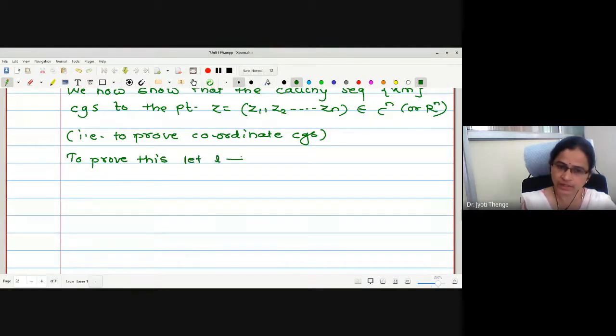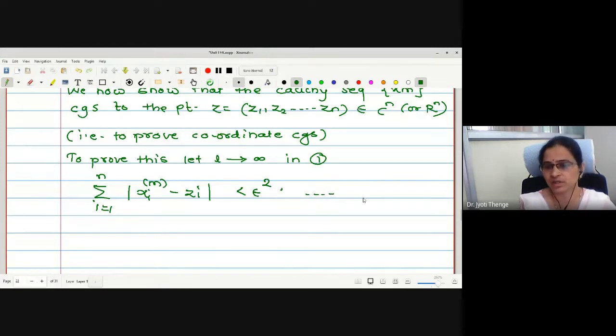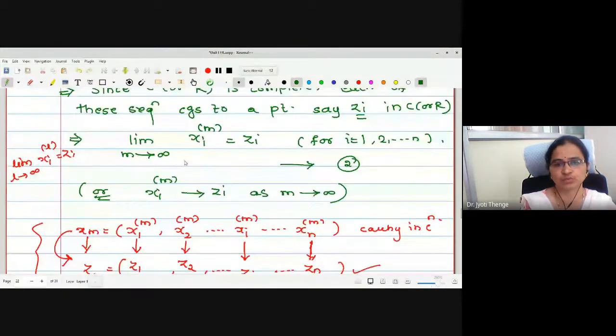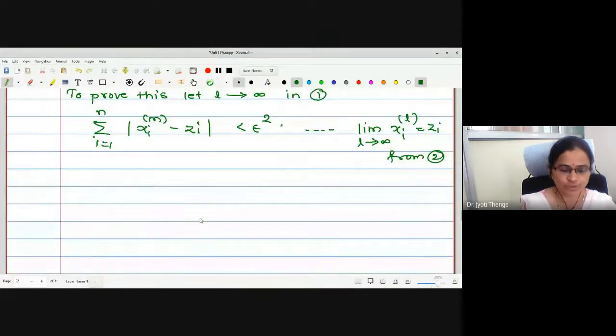Let L tends to infinity in statement number 1. So therefore, directly I will write summation i equals 1 to n mod of xim minus zi, less than epsilon square. Reason here I will write: limit L tends to infinity xil is zi from 2. Right, now this is statement number 2. Oh, sorry, bracket square, I forgot.